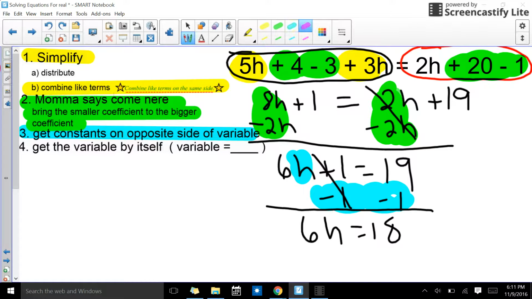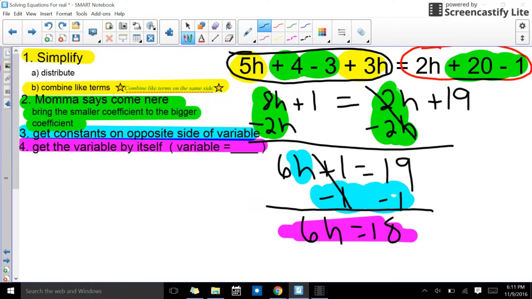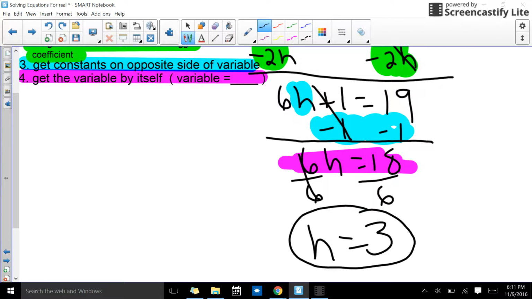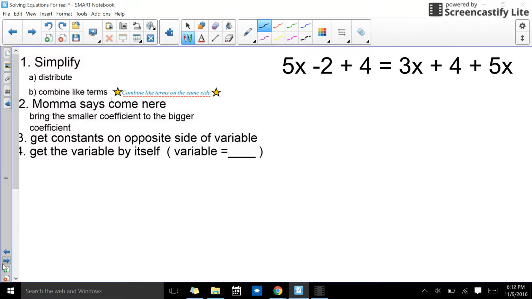I'm going to do my last step, which is get the variable by itself. Here we are. I'm going to divide by 6, divide by 6, and I'm going to have my answer: h is equal to 3. All right, last one, bear with me, and then we'll be done. Here we go.